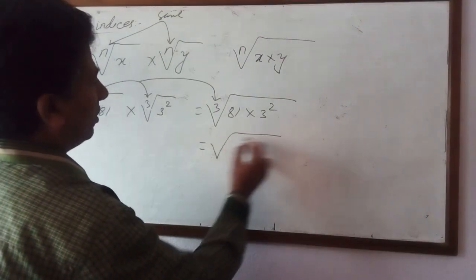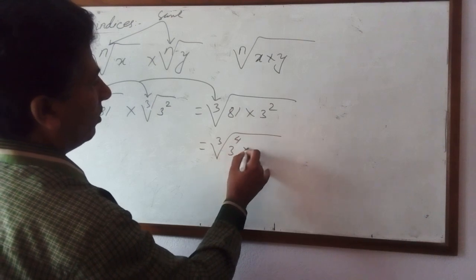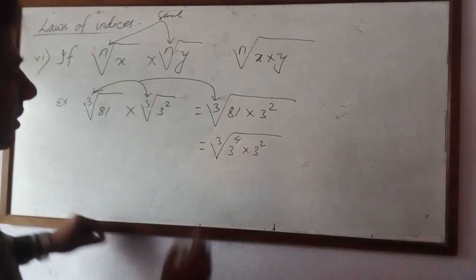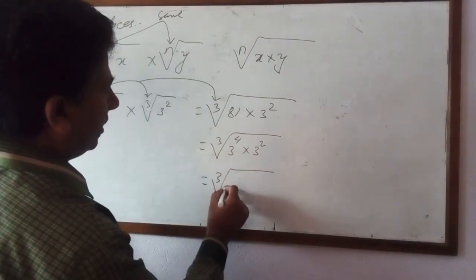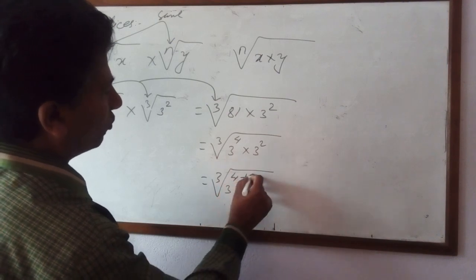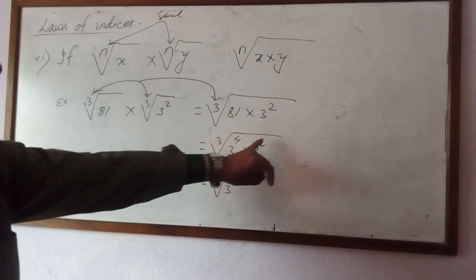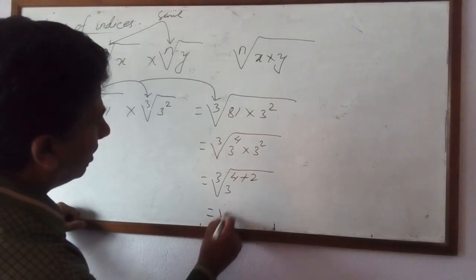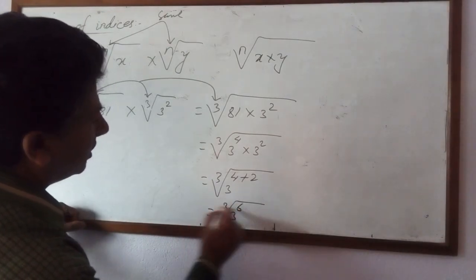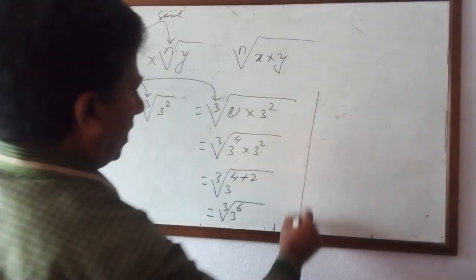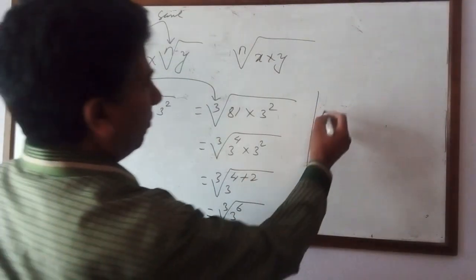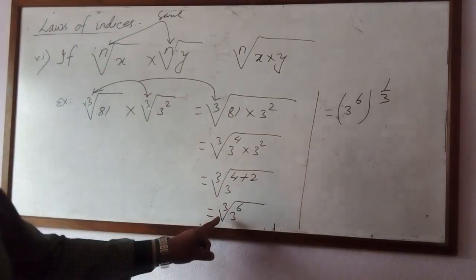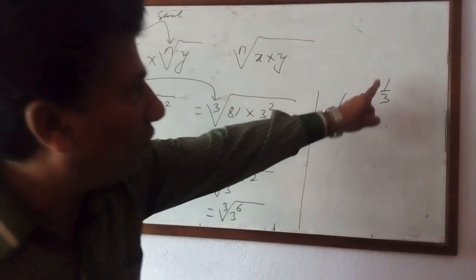Now 81 means 3 power 4, times 3 square. You can multiply this both, or you can split like this also. Now they have the same base. Same base means we have to add their power. 4 plus 2. They have the same base, that's why you can add their power. Now it will be 3 power 6. Now again, how to remove this radical sign? Again, there is 3. We can write like this: 3 power 6, 1 by 3. In place of this radical sign, we wrote 1 by 3.